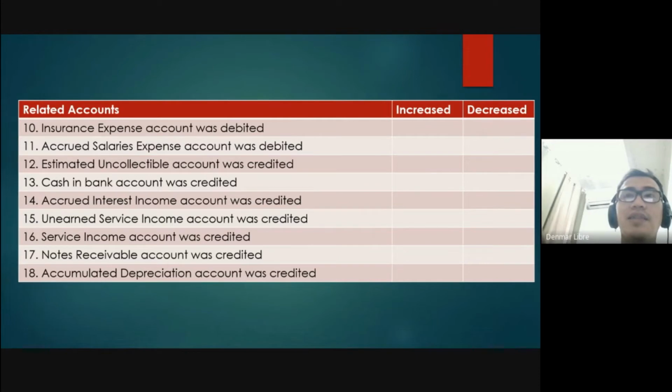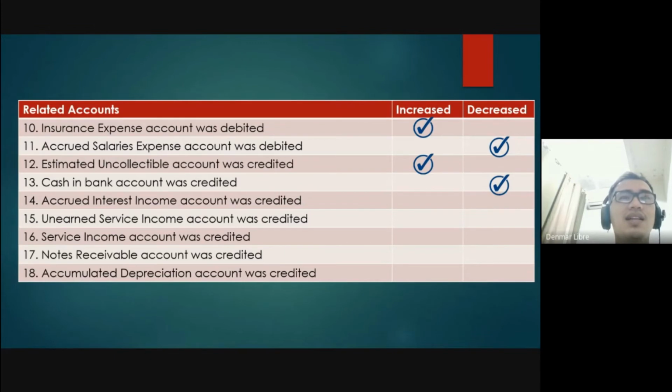Normal balance, debit, increase. Accrued salaries expense account was debited. Accrued salaries expense is a liability account because of the term accrued. It was debited, but the normal balance is credit, decrease. Estimated uncollectible account was credited. Estimated uncollectible account is a contra asset. Normal balance, credit, increase. Cash in bank account was credited. It is an asset, normal balance, debit, but it was credited, decrease.